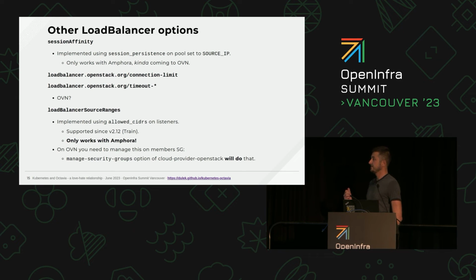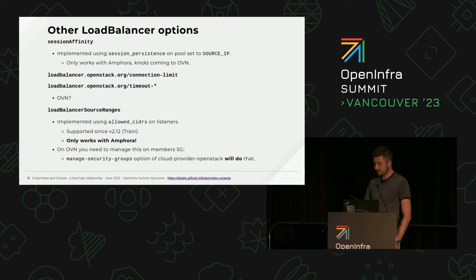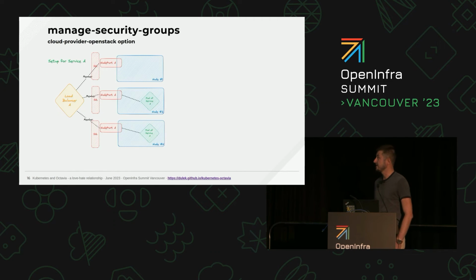So you can set on the members of the load balancer a security group, and you can filter the IPs because you will have the exact client IP there. So the manage security groups option in the cloud provider will do that. It doesn't do so at the moment. Let's talk about this option then.